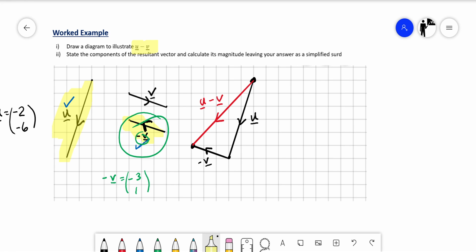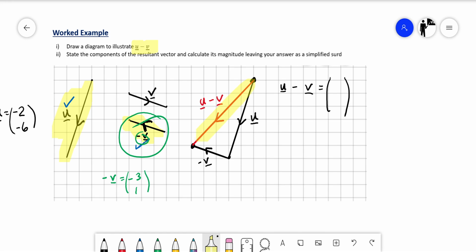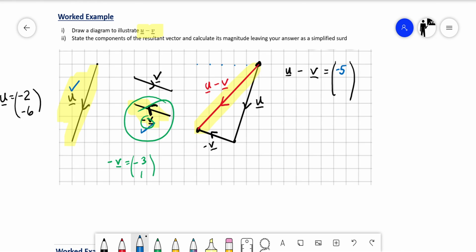Okay, so it then says for part 2, state the components of the resultant vector. So I want to write down the resultant vector in component form, so u minus v, i.e. what is the vector in component form of that red line. So let's have a look. So for this resultant vector here, if I highlight it, well, I have gone 1, 2, 3, 4, 5 to the left, so that's going to be minus 5, then I've gone down 1, 2, 3, 4, 5. So that's minus 5, minus 5.